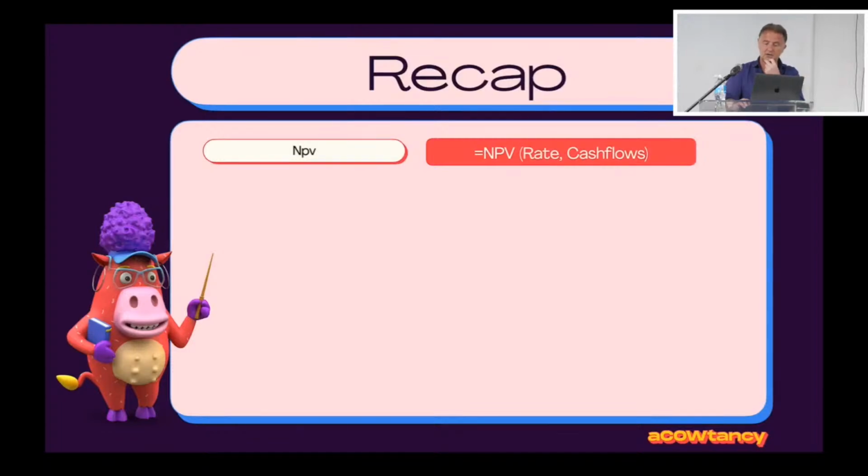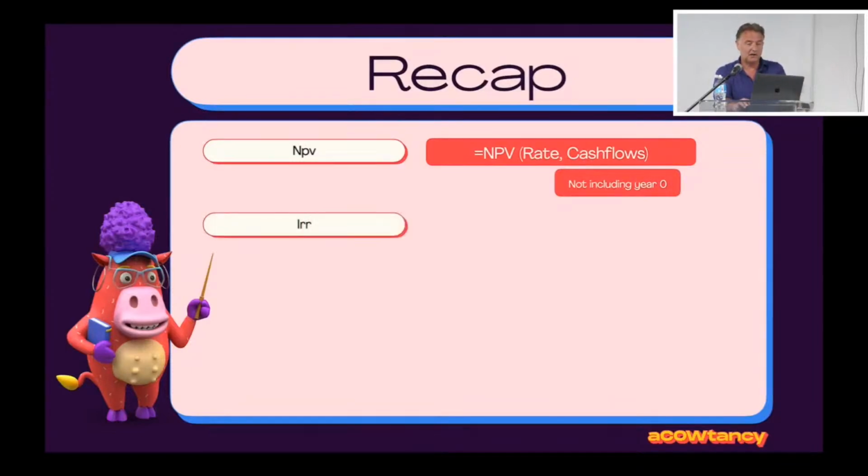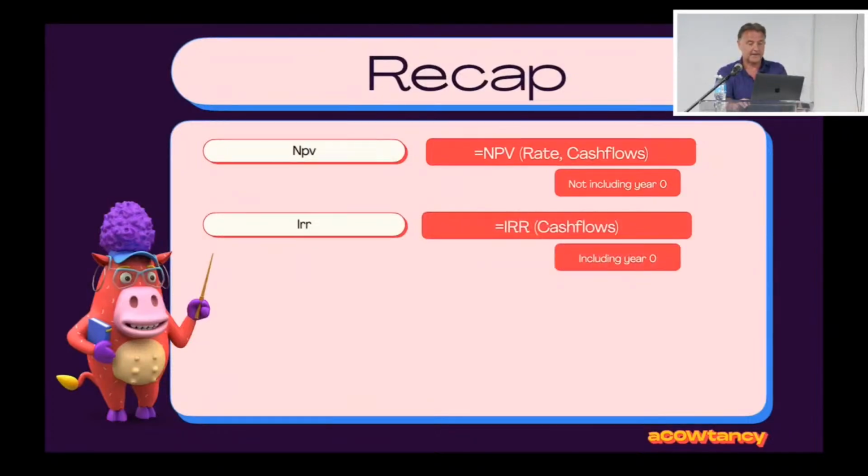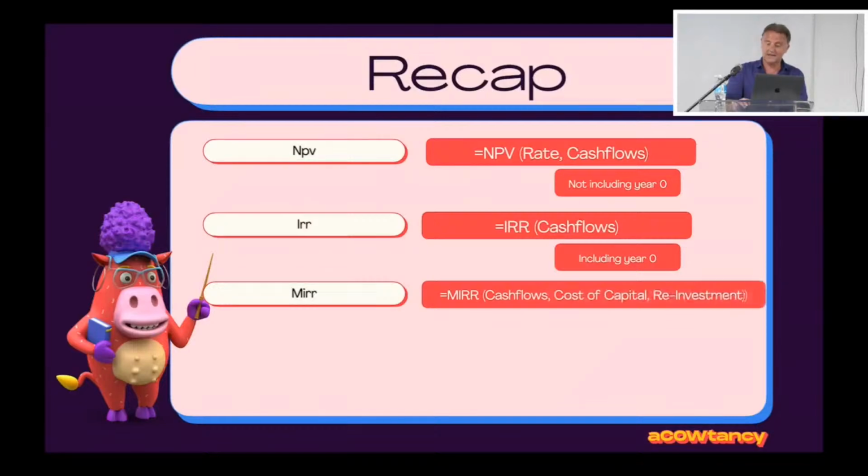Do those cash flows include year 0 or not? No, they don't, because what's the point? You've already discounted year 0, year 0 is year 0. IRR, how do you work it out? What's your formula? IRR, cash flows, straightforward. Include year 0. MIRR equals IRR, cash flows, comma, cost of capital, comma, reinvestment rate. Very good indeed. And you include year 0 just like you do when you're doing MIRR.